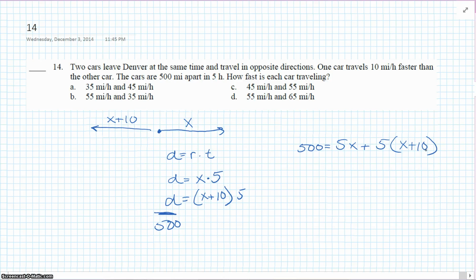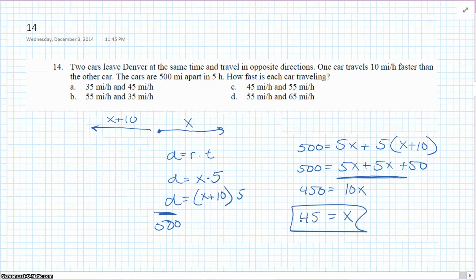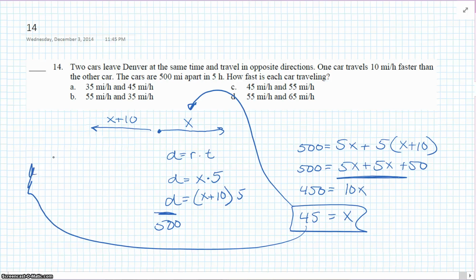Okay. So I'm going to get 500 equals 5x. I'm going to distribute that 5, plus 5x plus 50. So I'm going to subtract 50 from each side. So I'm going to get 450 equals, I'm going to go ahead and add the two 5x's together, equals 10x. Divide each side by 10, so x equals 45. So if one car was going 45, this guy was going 10 more. So he had to be going 45 plus 10, which would be 55. So I'm looking for somebody going 45 and 55. The answer is C.